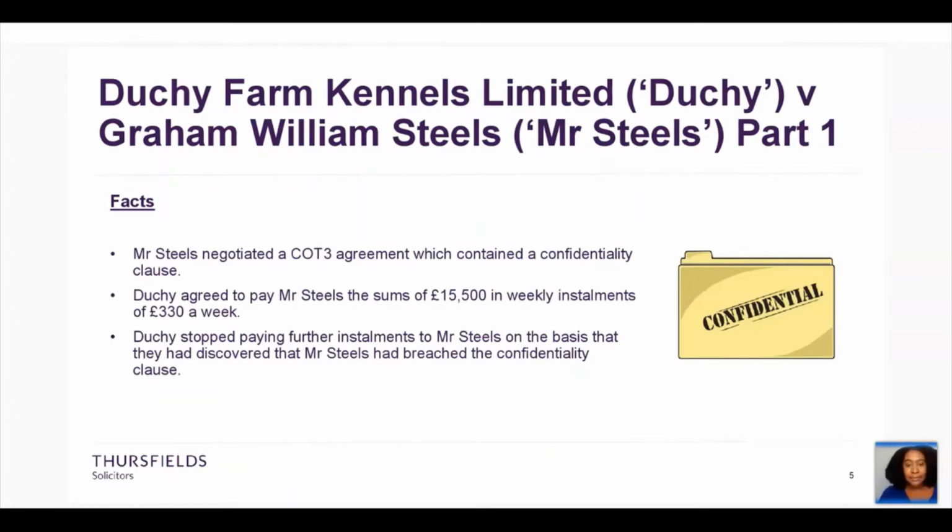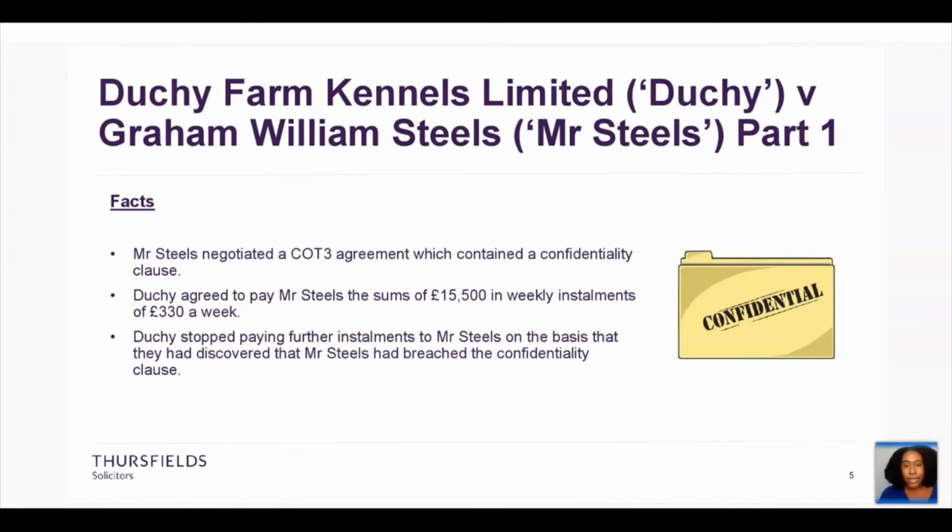In this case, Mr. Steels brought an employment tribunal claim and negotiated settlement through ACAS in the form of a COT3 agreement. Duchy agreed to pay Mr. Steels the sum of £15,500 in weekly instalments of £330 a week. In the agreement, there was a confidentiality clause saying that the parties agreed to treat the fact and the terms of the agreement as strictly confidential.